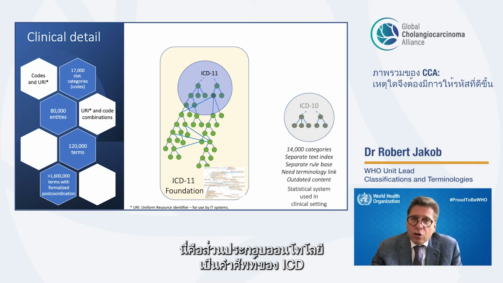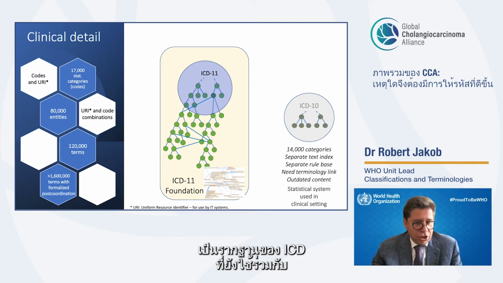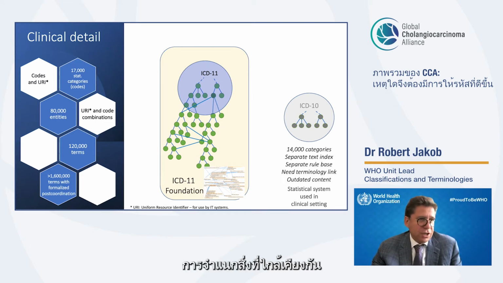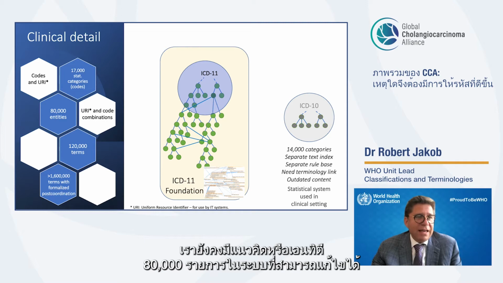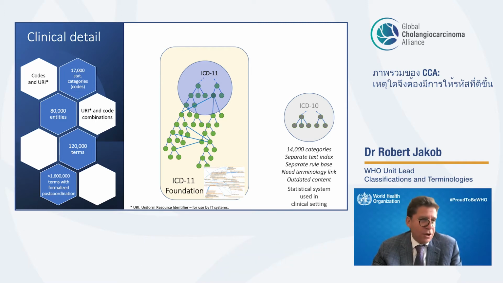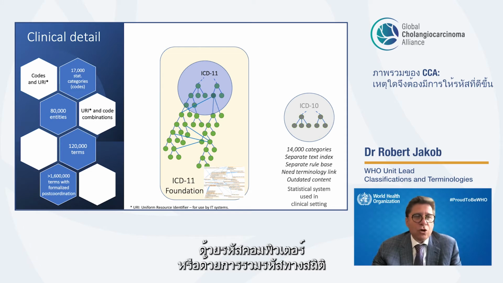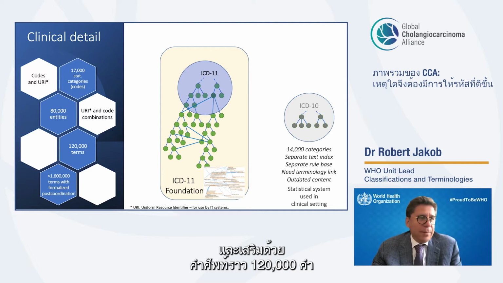This is the ontology component, the terminology of ICD, the foundation of the ICD that is also shared with its sibling classifications. And this means that out of 17,000 statistical categories, we still have 80,000 concepts or entities in the system that can be addressed with some computer codes or with statistical code combinations. And these are complemented with some 120,000 terms.